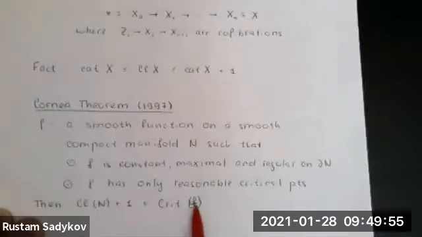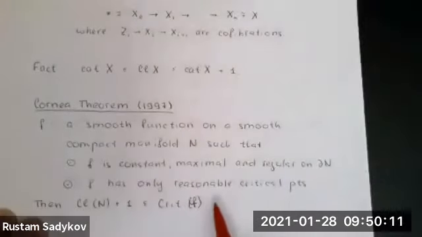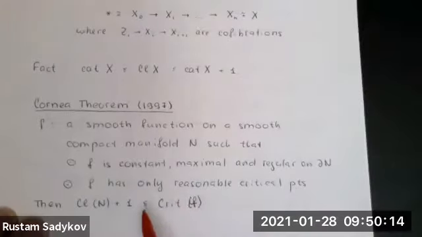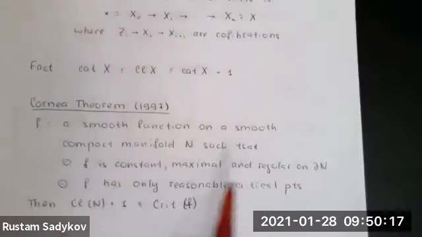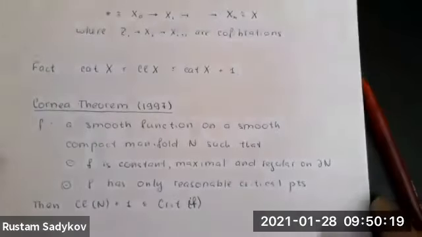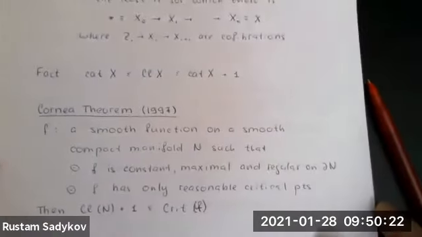So Cornea proved that there is this Lusternik-Schnirelmann type inequality in the case where f has only reasonable critical points. Reasonable critical points means critical points that are not too degenerate, and I will say a little bit more about this in a second. So one may wonder about the inequality in the other direction. And the inequality in the other direction is true, but only in some cases.